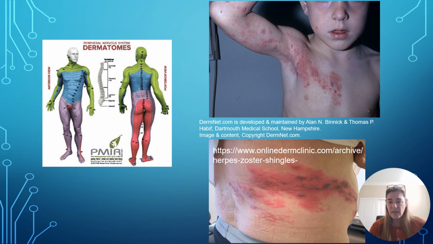It does not usually happen again, but it can. Shingles is usually a one-time disease, and then they won't get it again unless you are immune compromised. But you can have a reinfection, though it's not very common.